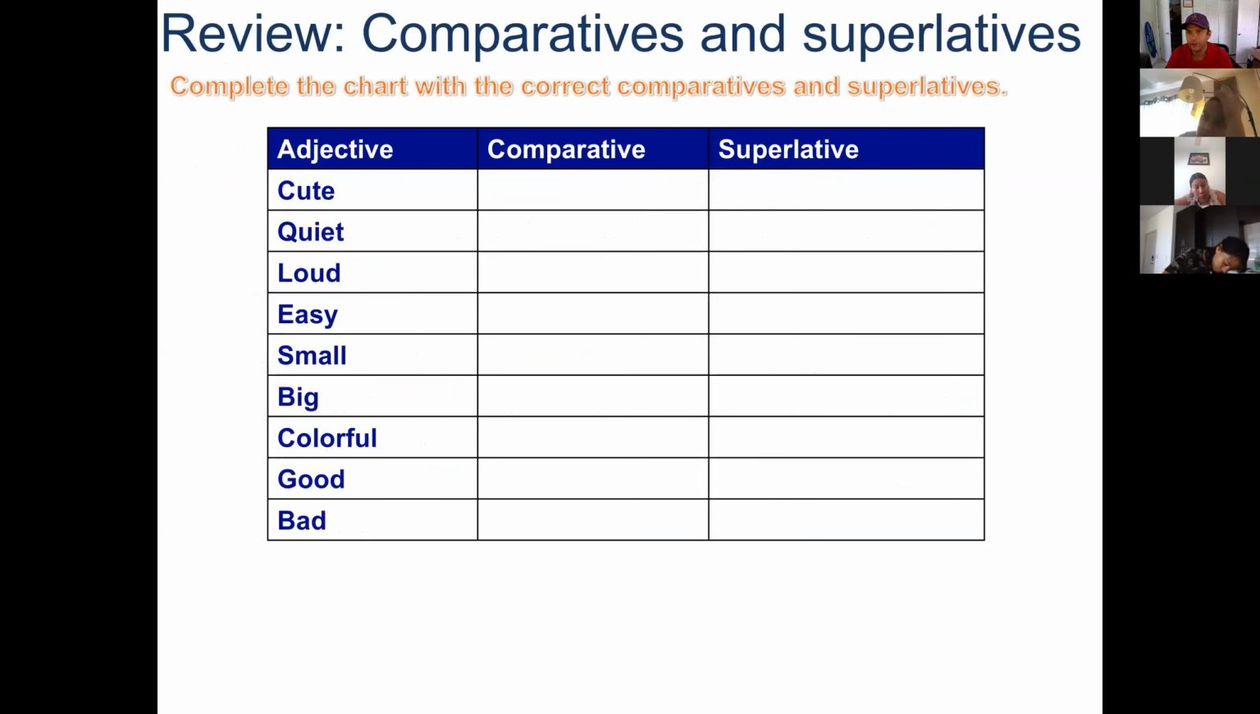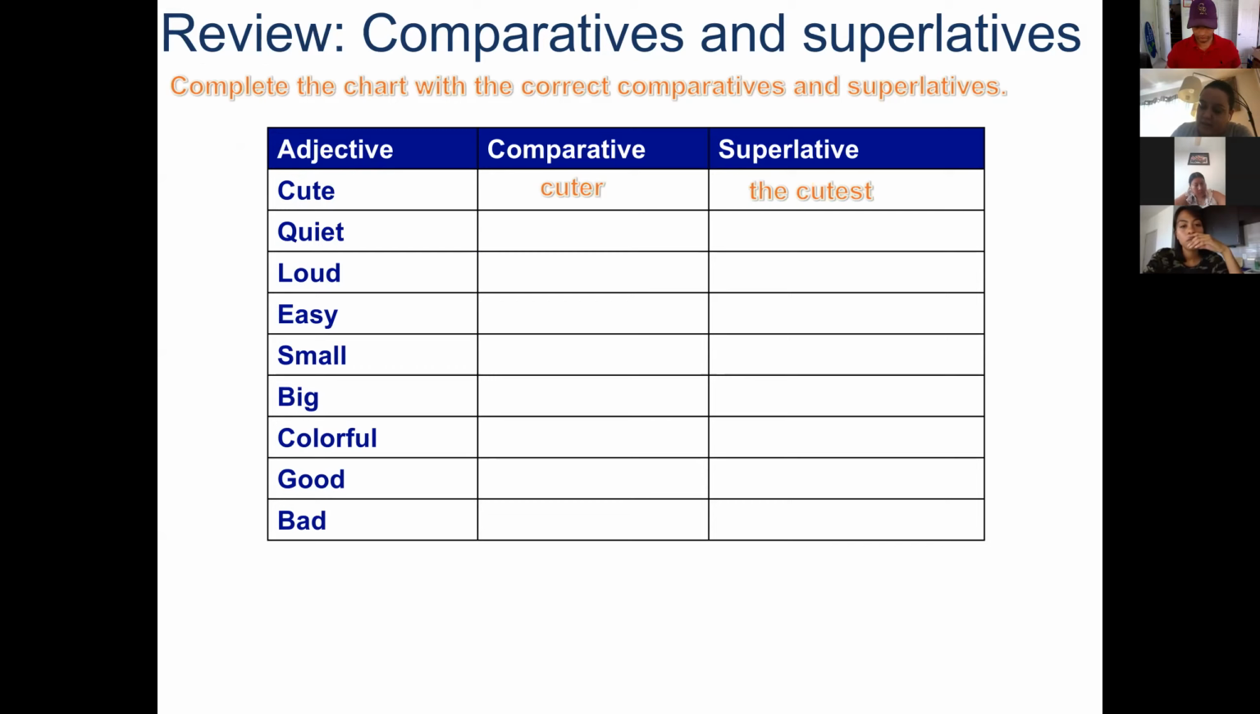Quick little review of comparative and superlative adjectives. What does cute change into? Danya. Yes, cuter, the cutest. Cute, cuter, the cutest. Norma?